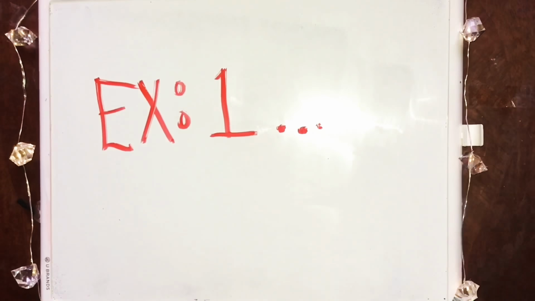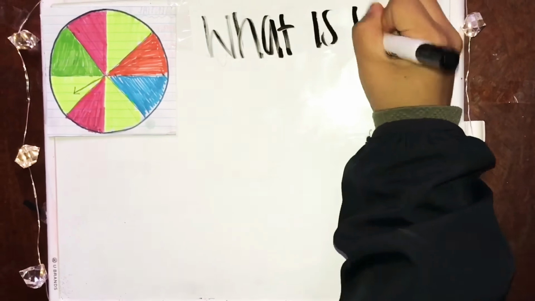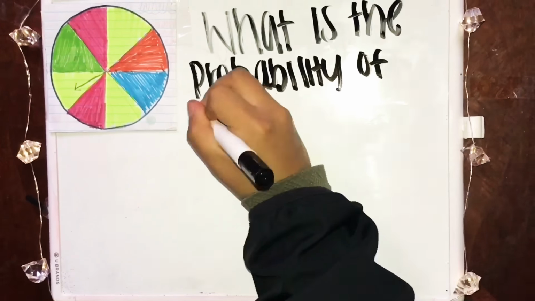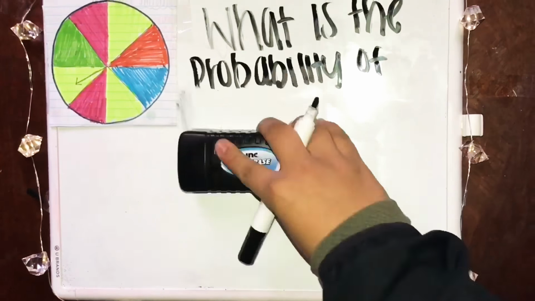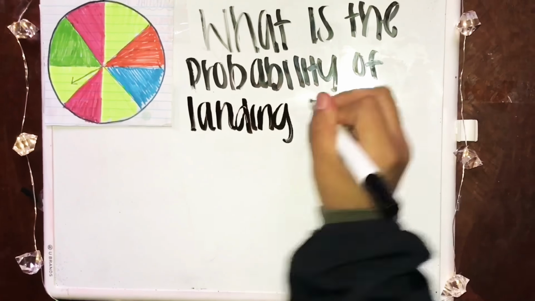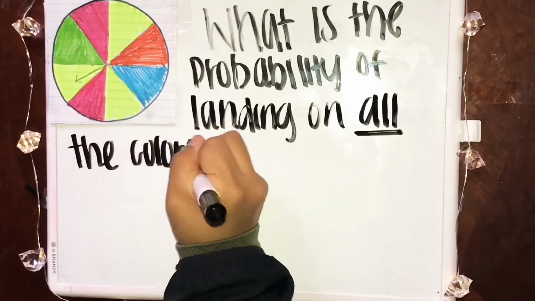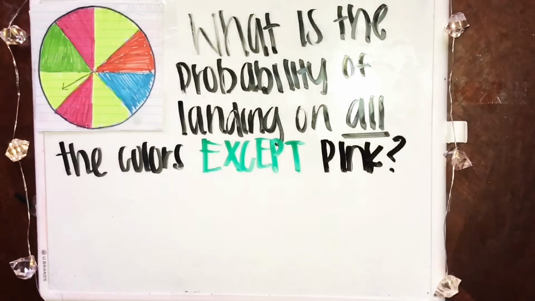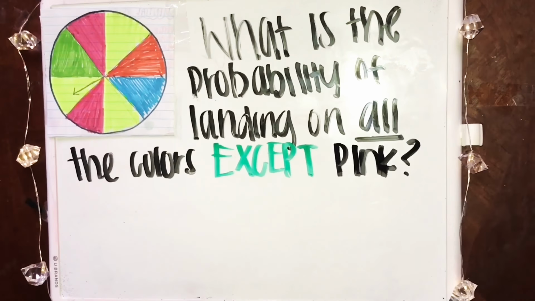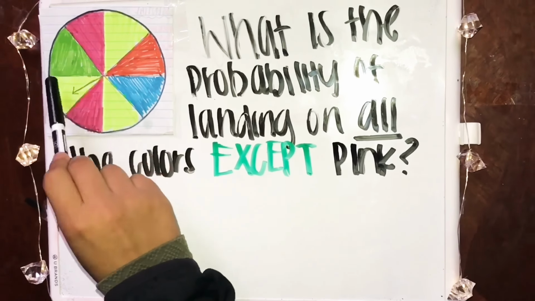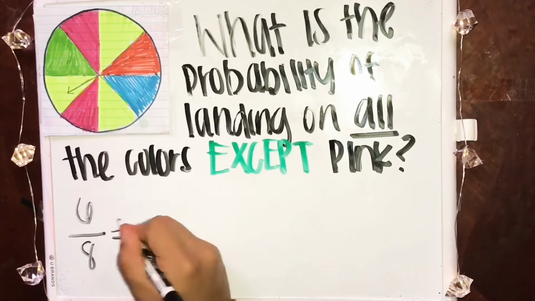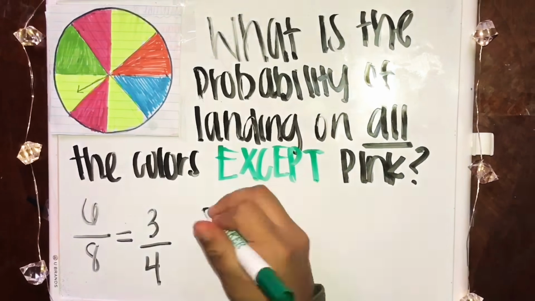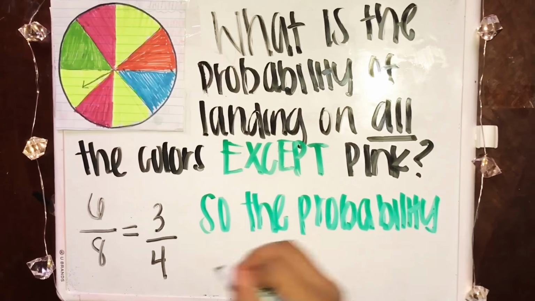Example number 1. What is the probability of landing on all the colors except pink? So there are 2 pinks and 6 colors that aren't pink, but in total there are 8 colors. So this means we'll start with 6 over 8, which simplifies to 3 over 4. So the probability is 3 over 4 or 75%.